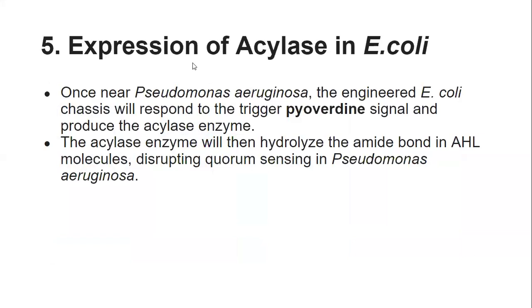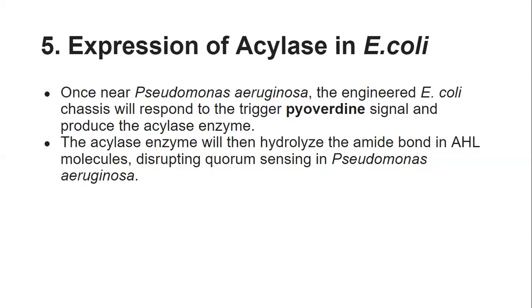So to successfully express the Acylase, as my friend Nelson pointed out, we are using pyoverdine as the signal for the production of Acylase enzyme. Specifically, we have chosen pyoverdine because of the increased frequency of pyoverdine produced by clinical isolates of Pseudomonas aeruginosa in cystic fibrosis patients.